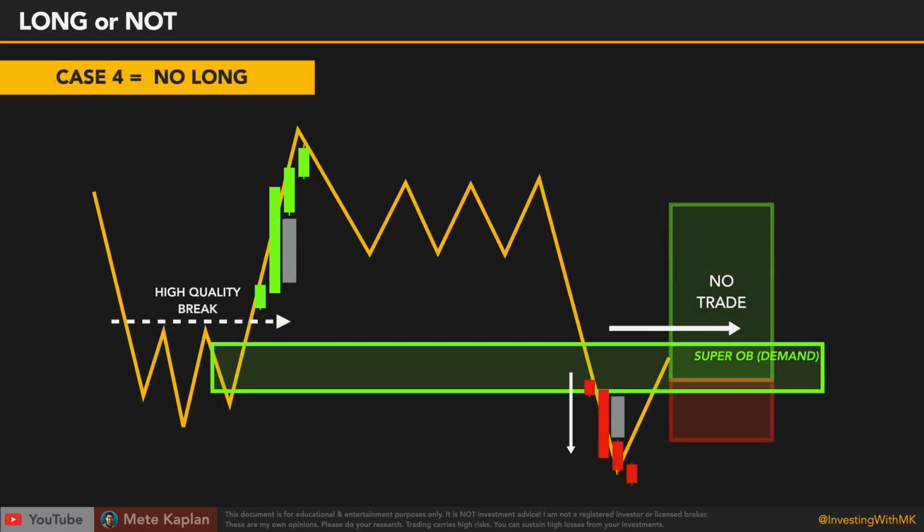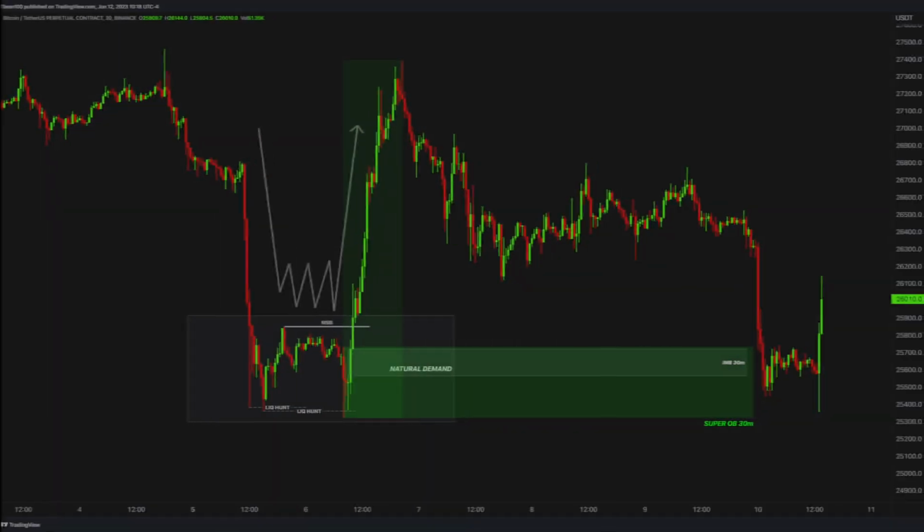Case 4. Now finally something I would not long. Price strongly breaks our demand, a high quality break. For me, this is a failed demand, a failed order block. It can turn into a breaker block. If I see this, I do not mostly trade it. So much risk.